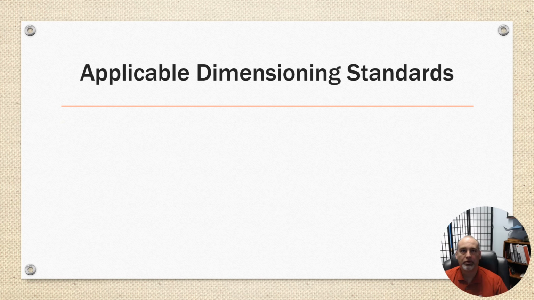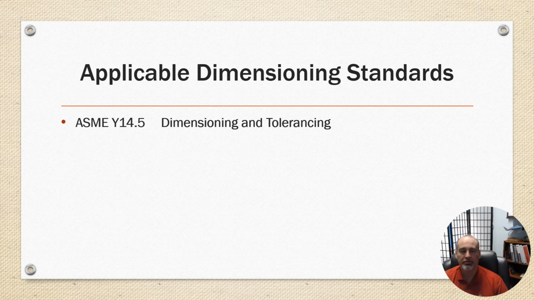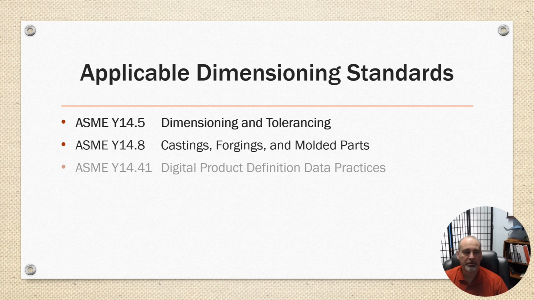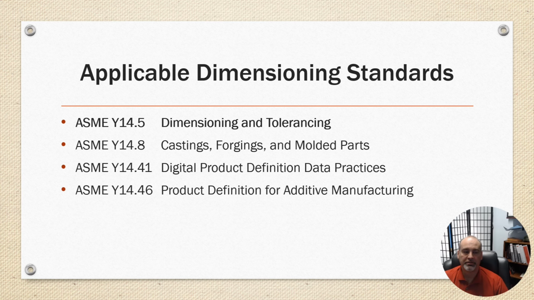Okay, applicable dimensioning standards. So this class is on ASME Y14.5. Dimensioning and tolerancing is where the standards are defined. There are also a whole slew of other standards. For example, ASME Y14.8 is for casting, forgings, and molded parts. ASME Y14.41 is for digital product definition data practices. ASME Y14.46 is product definition for additive manufacturing.